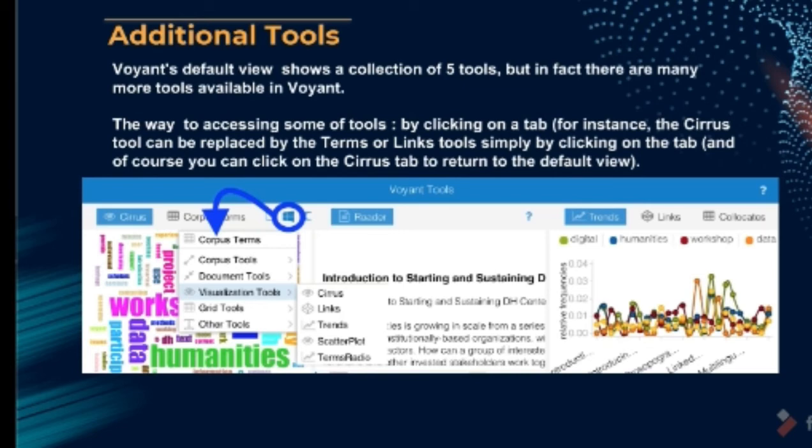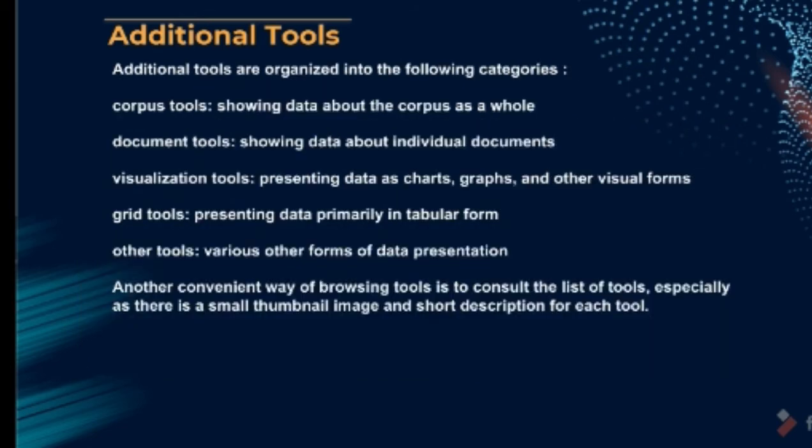So you can see in the picture, additional tools are organized into the following categories. Number 1 is the corpus tool. It shows data about the corpus as a whole. Next, the document tool shows data about an individual document. Number 3 is the visualization tool, presenting data as charts, graphs, and other visual forms. Next is the grid tool, presenting data primarily in tabular form. And next, other tools, various other forms of data presentation.